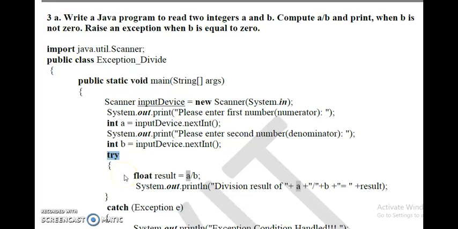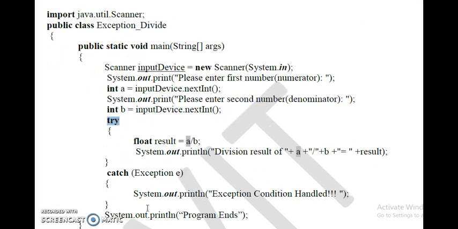In this try block, in case there is an exception occurring, which is the divide by zero exception, it should be immediately caught by a catch block. So we'll have to design the catch block using the keyword catch with a single argument which holds an object of the class Exception. So how do I handle this exception? I'm just printing a message here, System.out.println, exception condition handled.